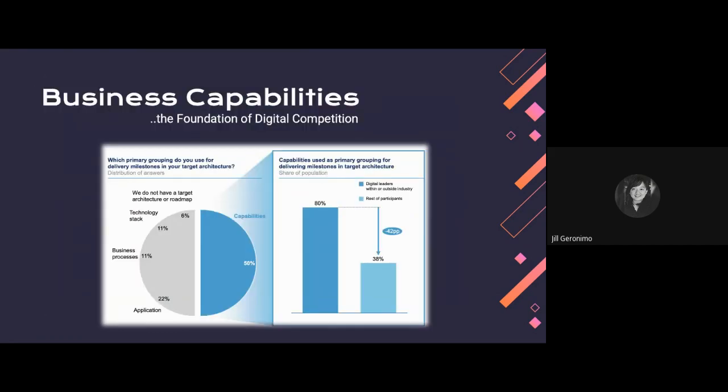So with business capabilities, it says here that it's the foundation of digital competition. In order for us to compete in a rapidly changing digital world, existing businesses must first adopt a digital model. To implement a perpetual evolution architecture, we must be able to continuously develop our digital business skills and add new capabilities as needed.